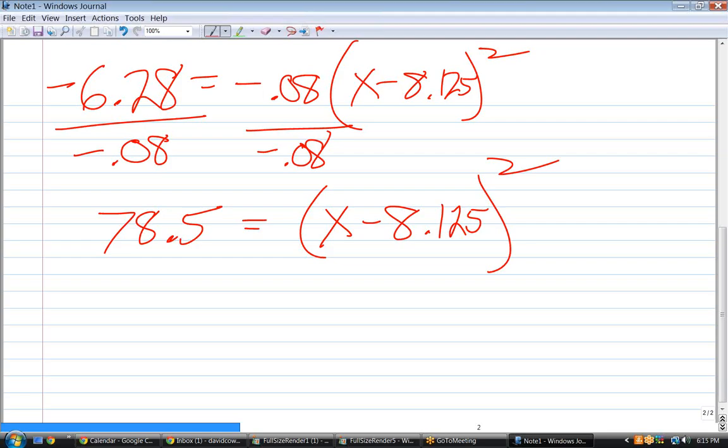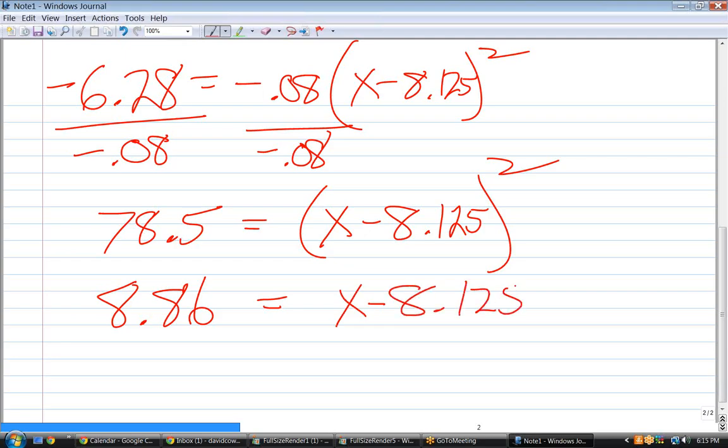I don't know. Take the square root of both sides. Okay. What's the square root of 78.5? That'd be 8.86. Well, and now that's going to be equal to that. In other words, when I take the square root of the right side, it's just equal to whatever was being squared. Okay. Now add 8.125 to both sides, and you basically get 17.